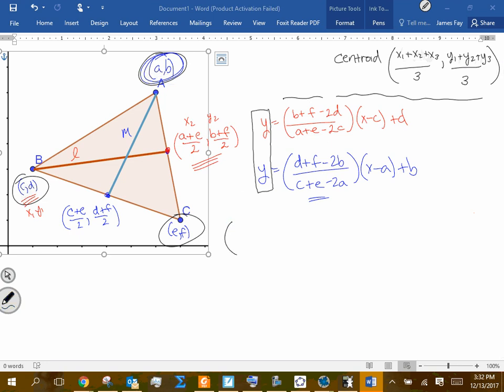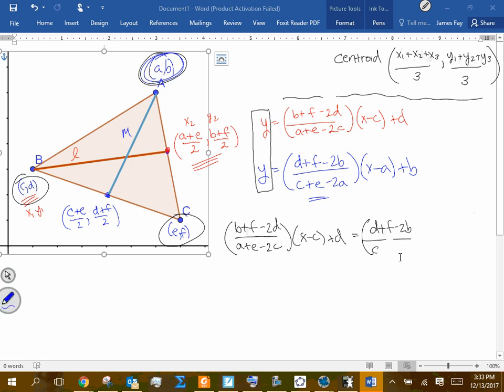So I'm going to take b plus f minus 2d over a plus e minus 2c times x minus c plus d. That should equal the blue one, which is d plus f minus 2b over c plus e minus 2a, times x minus a plus b.